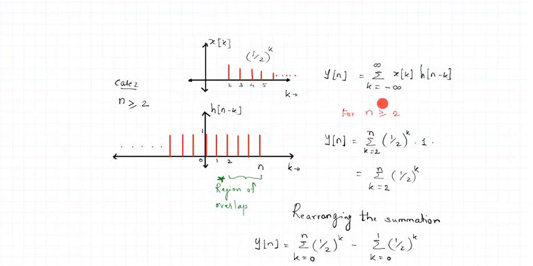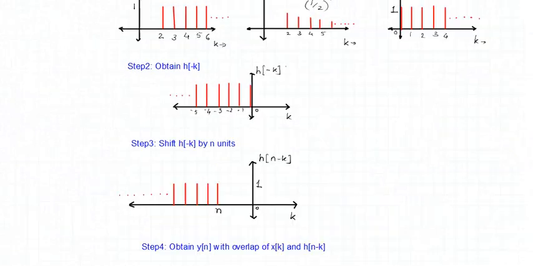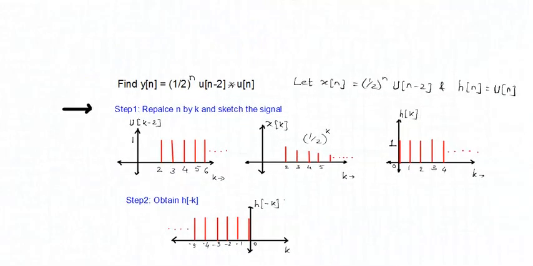Now you identify what is your x of k, you identify your h of n minus k. So what is x of k? x of k is 1 by 2 raised to k. Why is it 1 by 2 raised to k? So you can go back to your input problem. Your input problem was, we assumed x of n to be 1 by 2 raised to n times u of n minus 2.